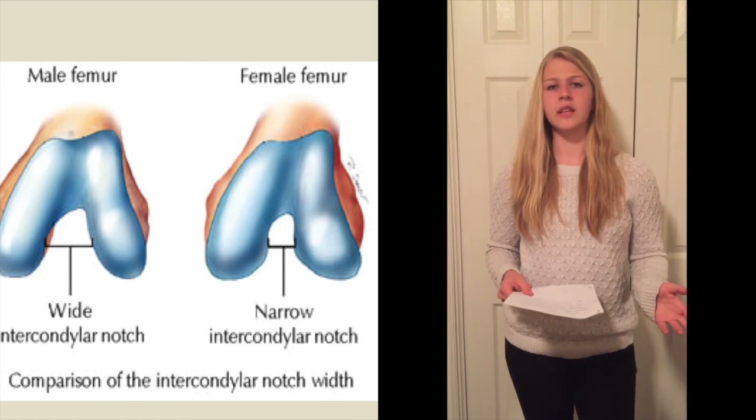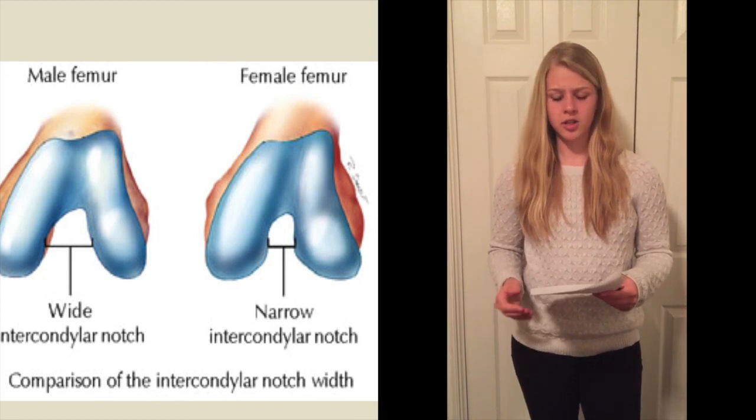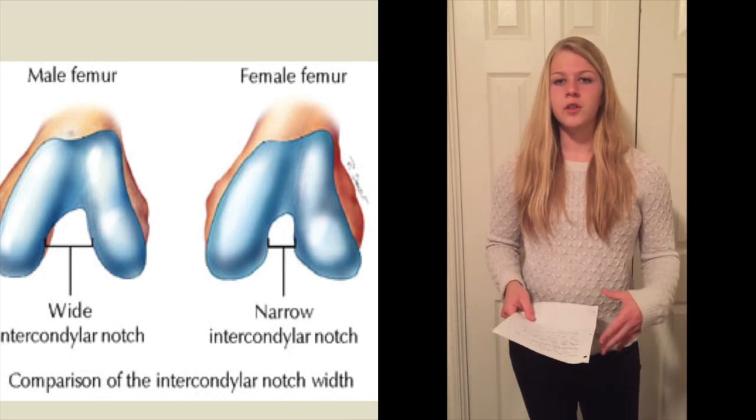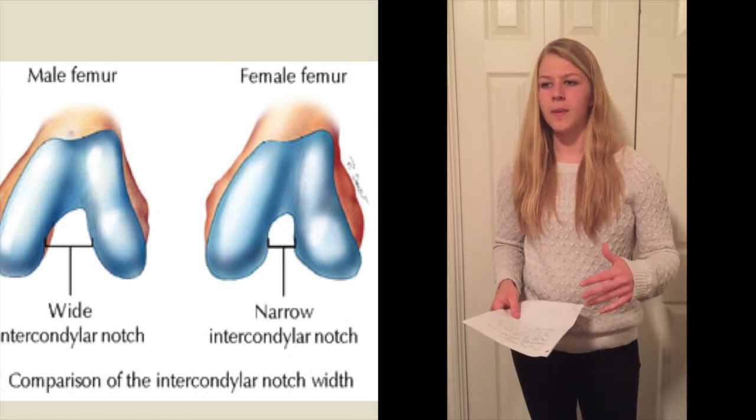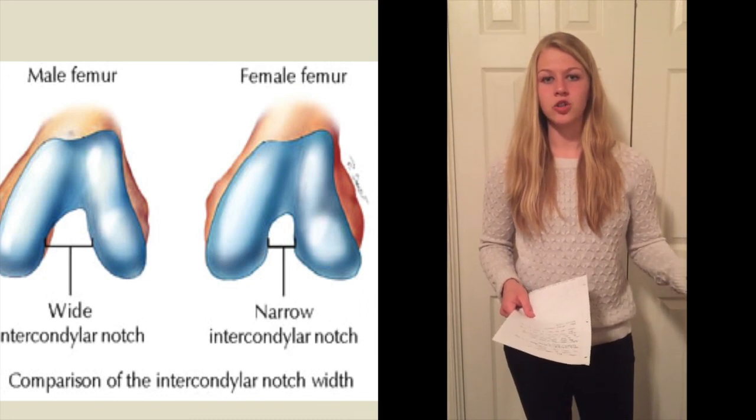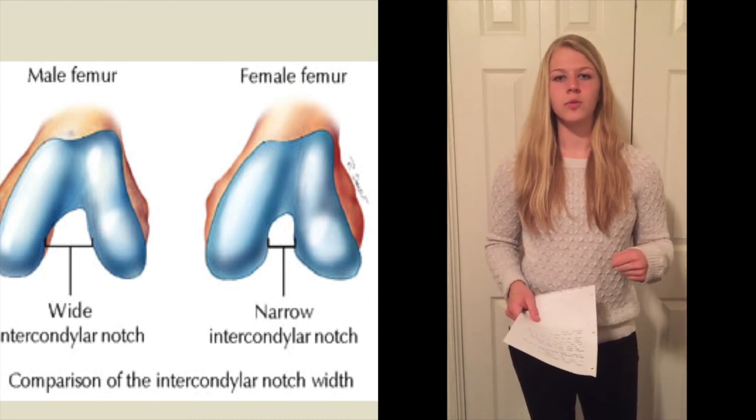So another reason this smaller notch could be a bad thing is that there's less room for the ACL to move. So if a man twists his knee, there's going to be more room in that notch for it to stretch. Whereas with women, there's not enough room, so it might just tear. Now, it's important to understand these differences between men and women, because as we better understand the differences, we can work to prevent this injury with women athletes.